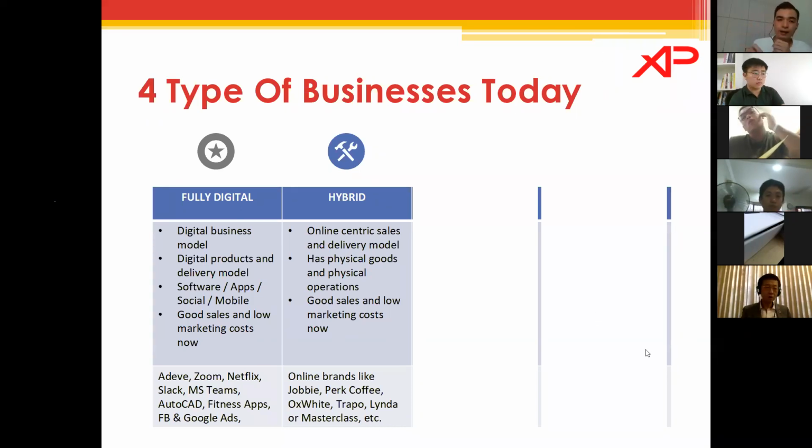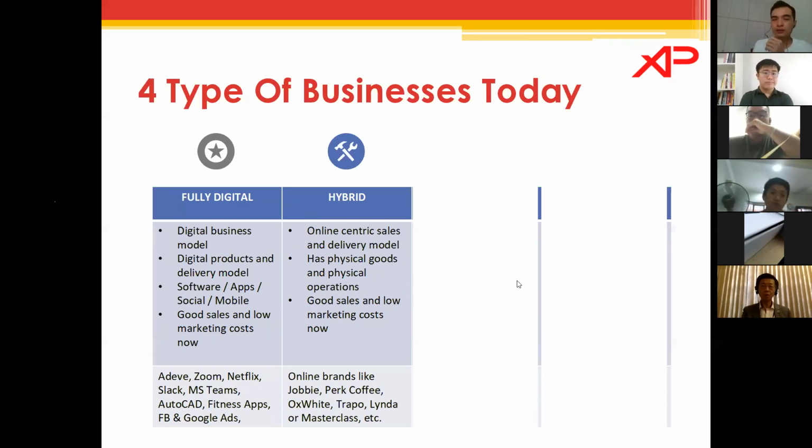So with that, if you want to look at some examples, of course, Jobbie is one of them because I can tell you the data. But you've seen the same going across all my fellow digital brands. These are digital-centric brands like Perk Coffee, Oxwhite. I think most men know Oxwhite on the clothes, the cheap online clothes brand. Trapo, this is a car mat. Car mats are being sold like hot cakes right now, right? Educational classes like Linda or Masterclass, they're all experiencing high subscriptions, okay? So that would be the hybrid model.